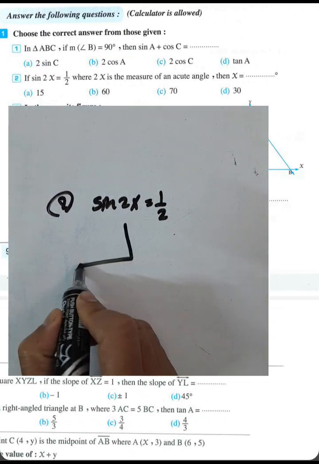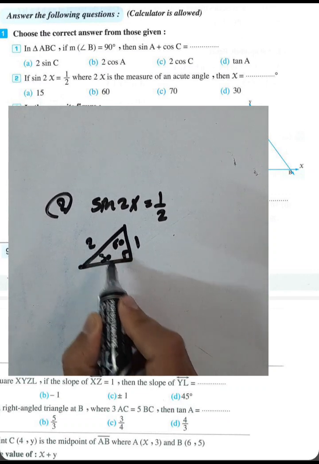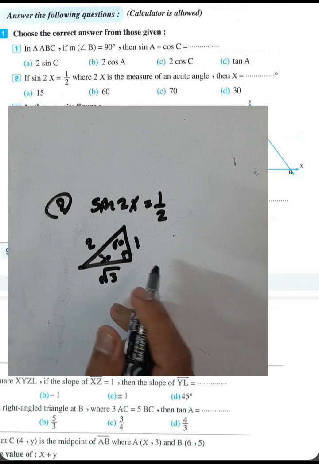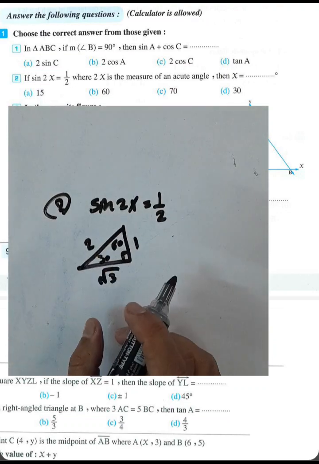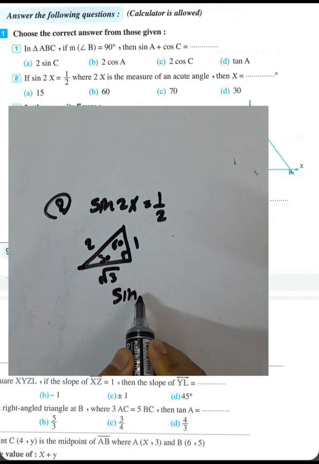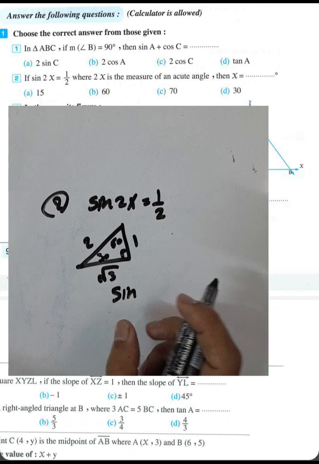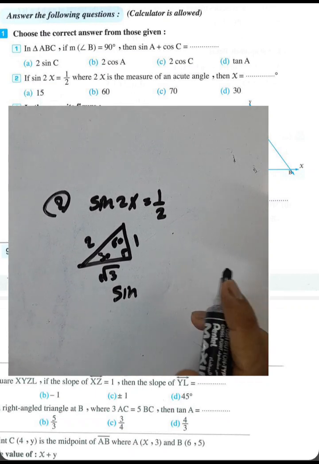If we draw a right-angled triangle here with angles 30 and 60, this side 1 and the hypotenuse 2 and this side root 3, we know sine is opposite over hypotenuse, 1 over 2, so what? Sine 30. Or you can use a calculator to find angles: shift sine of 1 over 2 will be 30.